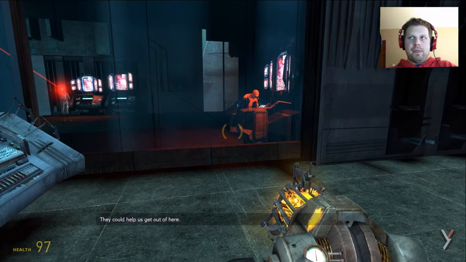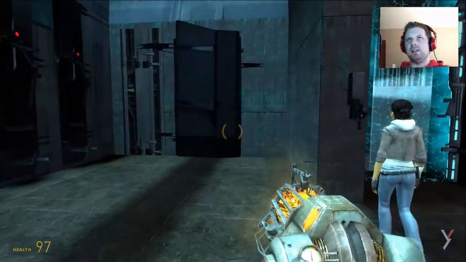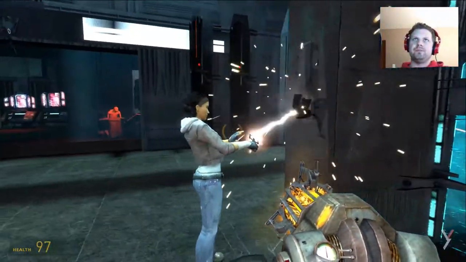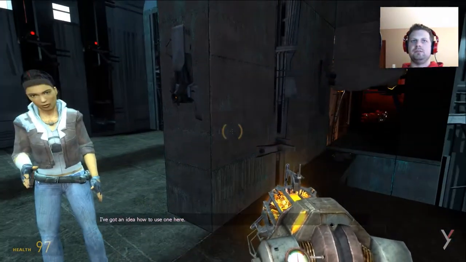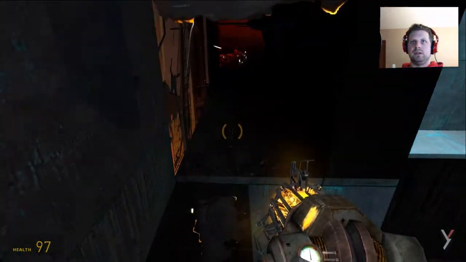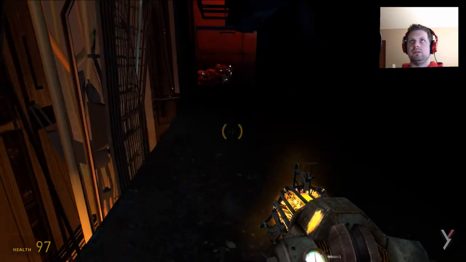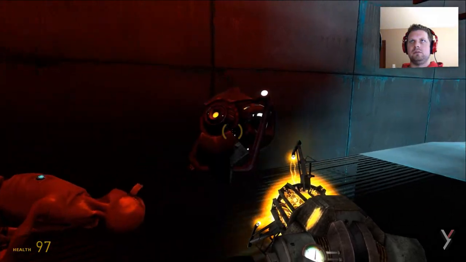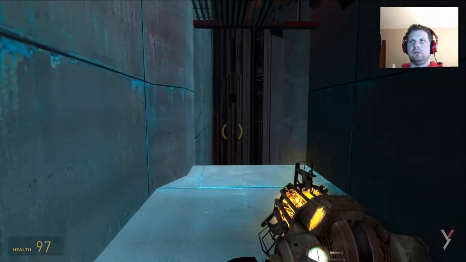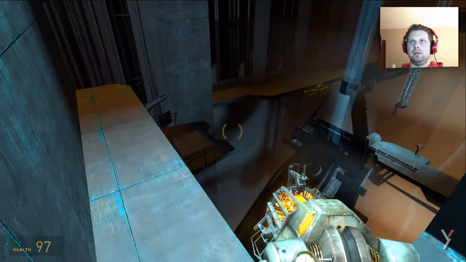That's the only thing I'm good for, right? They could help us get out of here. Pick on the guy in the HEV suit. Can you find where those roller mines are going? Speaking of which, how old is my suit now? Go.